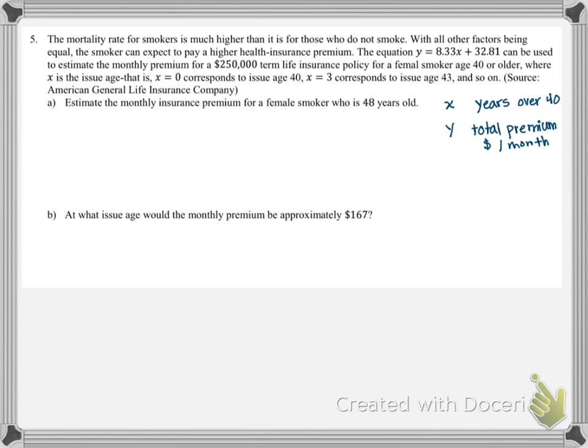So after that, we are finding the premium, which means we're finding y, which means they have to give me x, right? So I look for the piece of information that gives me x. So x is 8, y equals 8.33 times 8 plus 32.81.